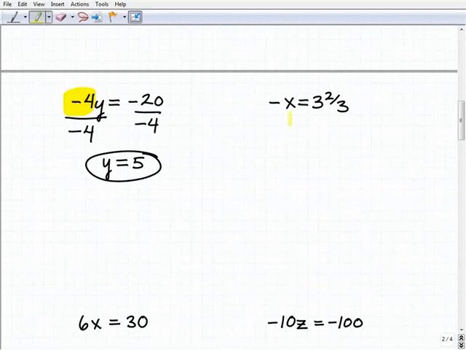All right, next problem. Here I have negative x equals 3 2/3.